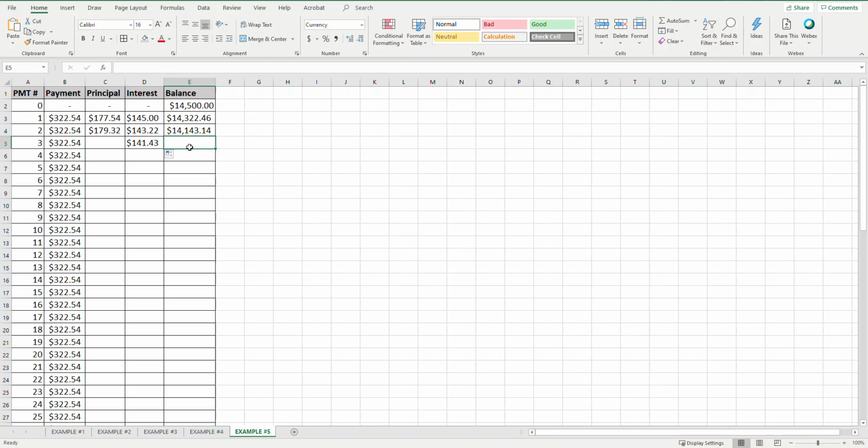Okay. So see how it took E4 and multiplied it by the interest per period, which is 0.12 divided by 12. Now over here, we can actually check the principal. We know that it has to be the payment minus the interest, and that's going to give us the amount for the principal. So now we just check and see that we can get the new balance at the end of the third payment, and there we go.